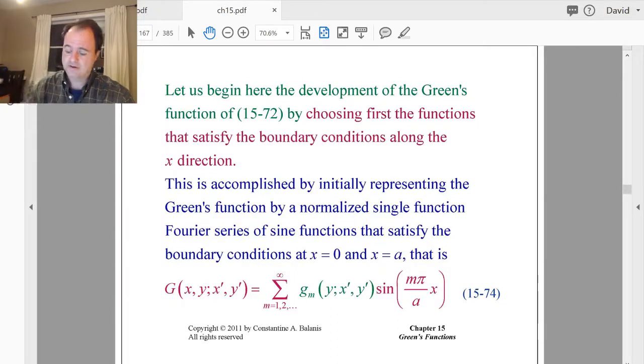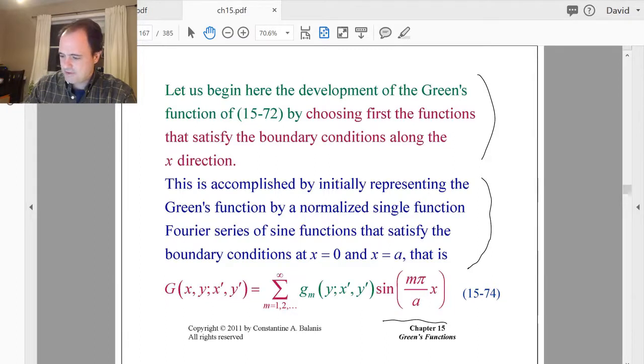And so we're going to start with that. So let us begin the development of the Green's function, equation 1572, by choosing first the functions that satisfy the boundary conditions along the x direction. This is accomplished by initially representing the Green's function by a normalized single function Fourier series of sine functions that satisfy the boundary conditions at x equal to 0 and x equal to a. So this is what we have right here.